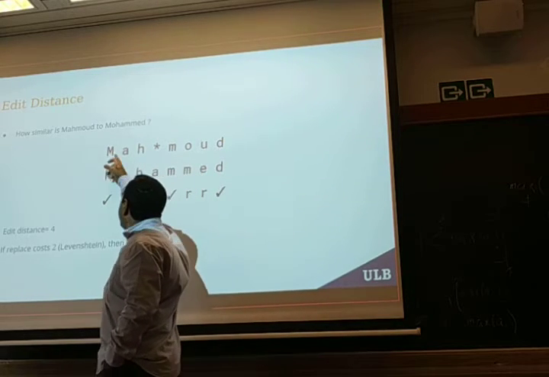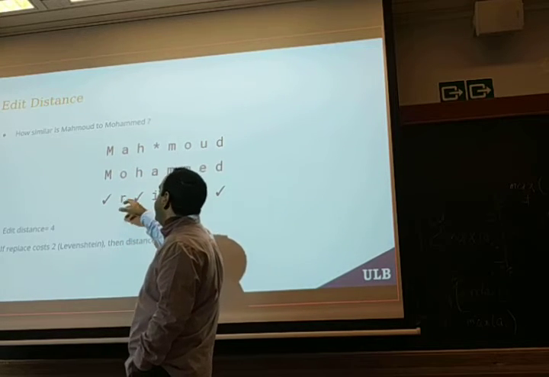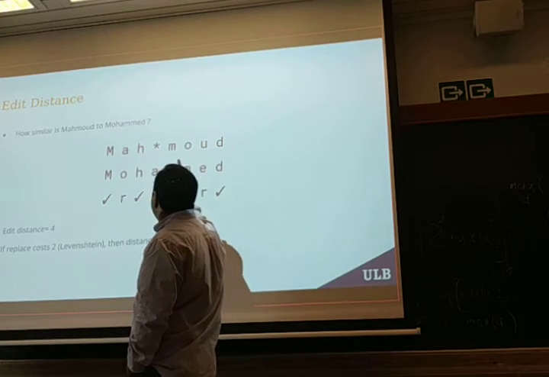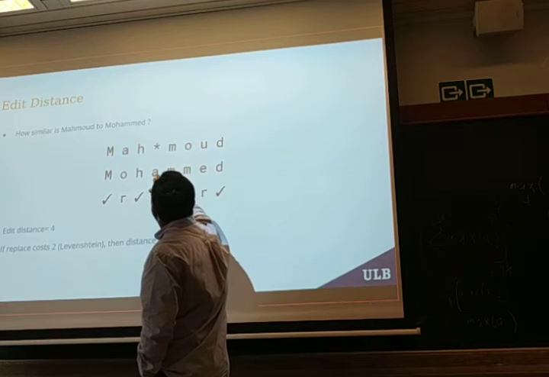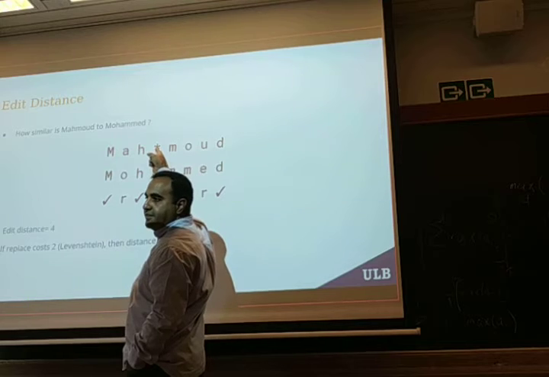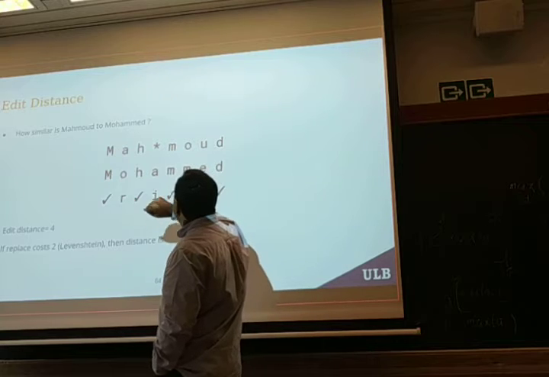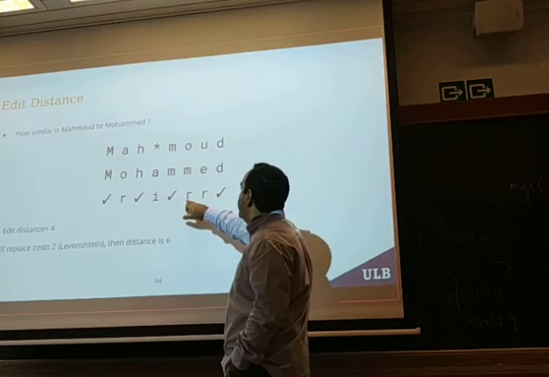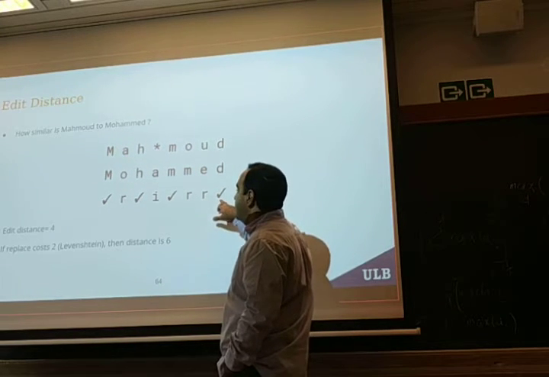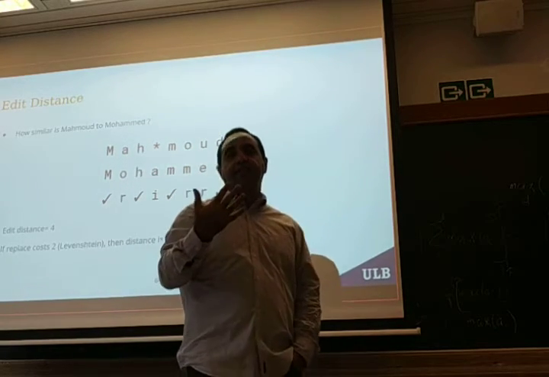For example, M matches M, nice. A does not match O, so I could do a replace. So that's one edit. H matches H, we are fine. Here A does not match, so I could do an insertion. I could insert a letter in. So that's a second edit. M matches M, O does not match, so I could do a replace. U does not match E, I could replace, and then D will match D, so I get a match. And like this, how many edit operations? 4. So the distance here is 4.